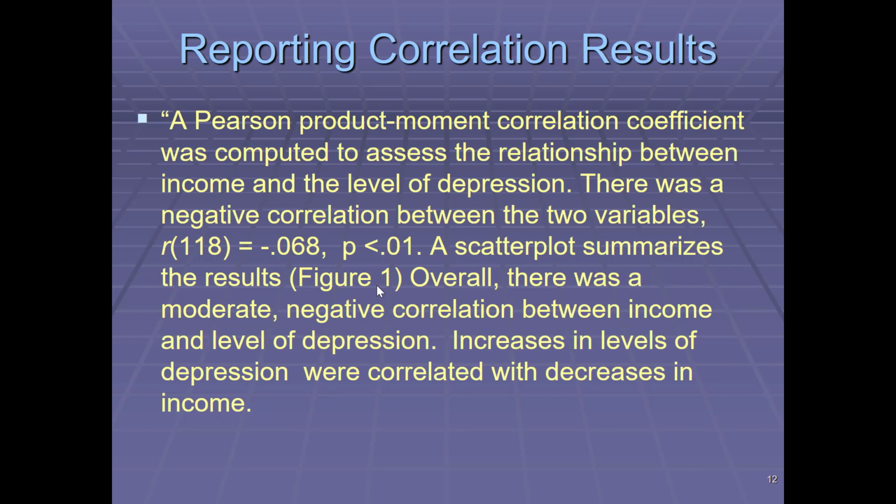So R118 equals negative 0.068, P less than 0.01. Yes, that's important, but you can't just end there, because what does that mean, right? That means that overall, there was a moderate negative correlation between income and level of depression, and increases in level of depression were correlated with decreases in income. And that's how you would report your correlation results.